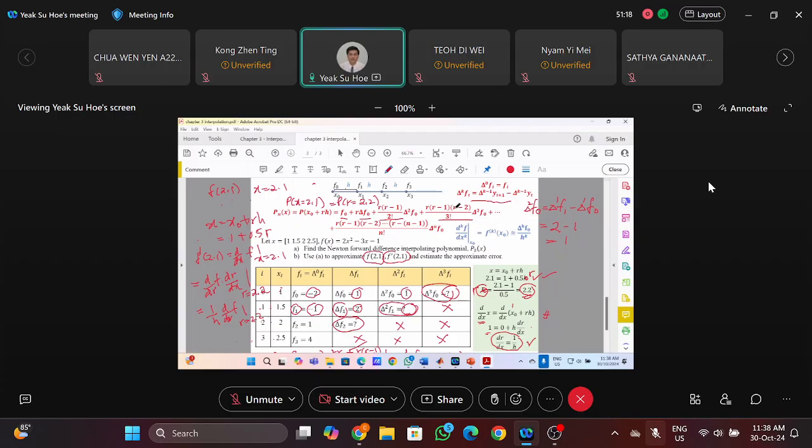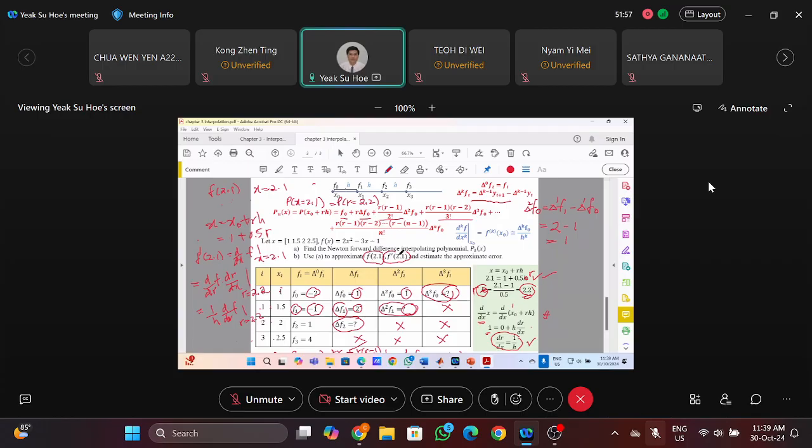When you want to calculate the value, for example at 2.1, initially s is equal to 2.1, but you must convert to r, because the polynomial is in terms of r, not s. So you calculate r. What is r? 2.2. It comes from h is 0.5, and then you subtract and divide, then you get 2.2. You substitute this r inside, then you get the answer for the function at x equal to 2.1.